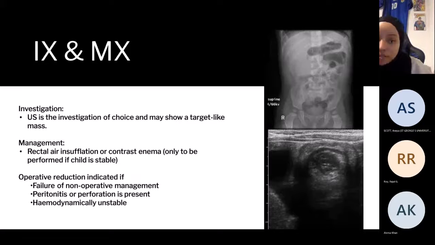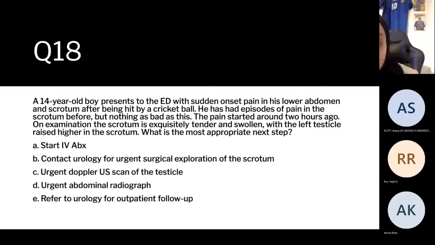Next question, 18, we're nearly done. A 14-year-old boy presents to ED with sudden onset pain in his lower abdomen and scrotum after being hit by a cricket ball. He has had episodes of pain in the scrotum before, but nothing as bad as this. The pain started around 2 hours ago. On examination, the scrotum is exquisitely tender and swollen, with the left testicle raised higher in the scrotum. What is the most appropriate next step?